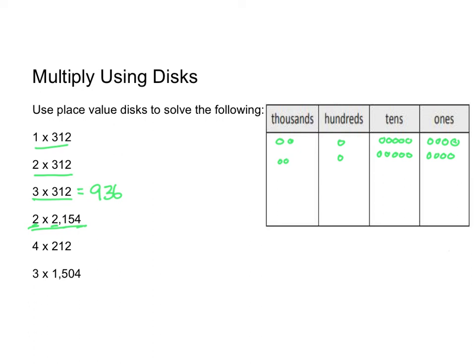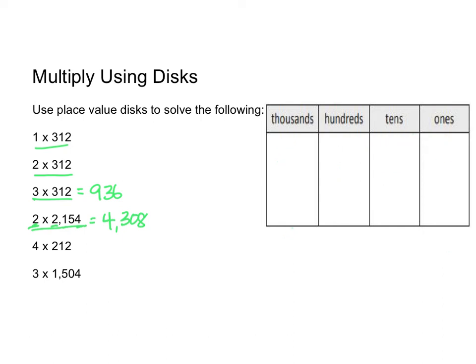So 2 times 2,154, well, leaves us with, when we count up our ones, we've got 8. When we count up our tens, well, I've got 10 tens. So that means I can move those over, and we'll have 1 hundred. So now we don't have any tens, but we do have 300s, and we have 4 thousands. So 2 times 2,154 is equal to 4,308.